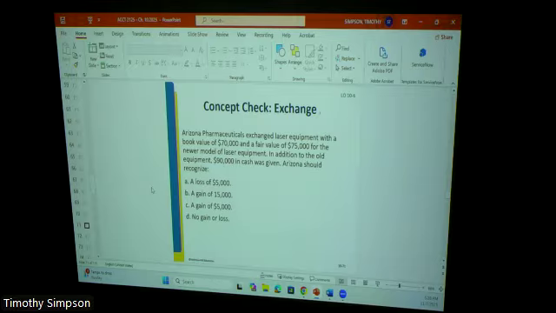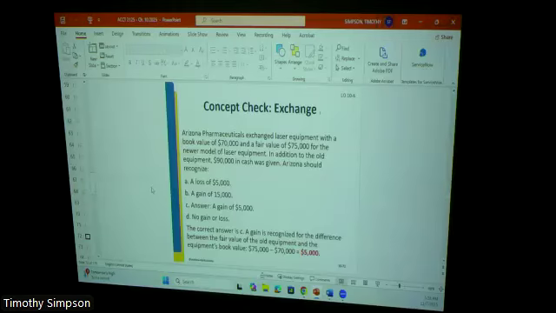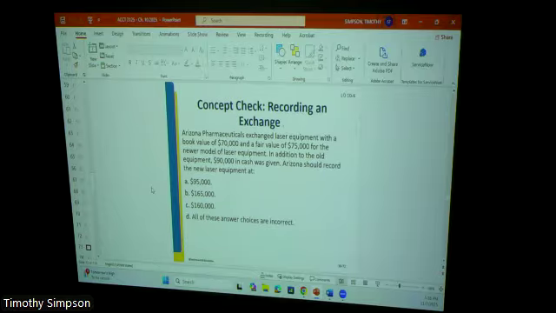Okay, a quick concept check. Arizona Pharmaceuticals exchanged laser equipment with a book value of $70,000, fair market value of $75,000, for a newer model of laser equipment. In addition to the old equipment, $90,000 in cash was given. So Arizona should recognize, well, okay, if the fair value exceeds the book value, then we're going to have a gain of $5,000. And so that's what we're recognizing, a gain of $5,000.